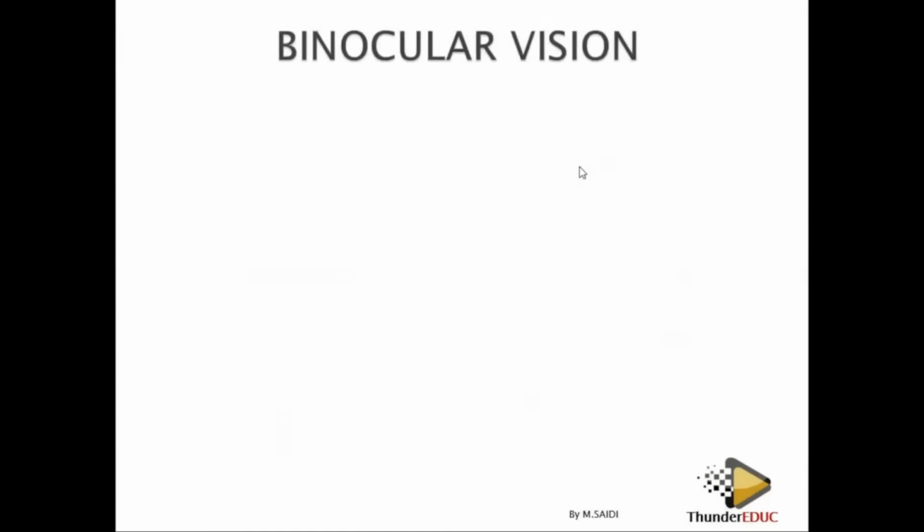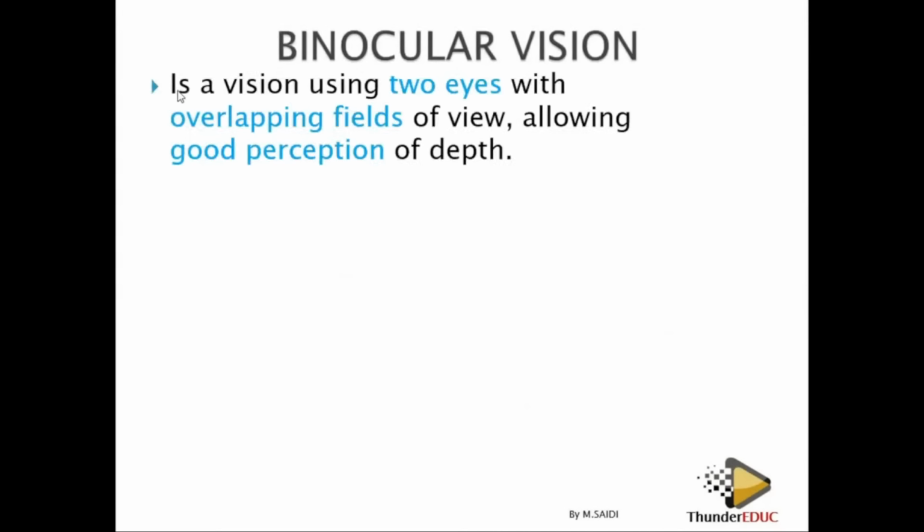Let's look at binocular vision. It is vision using two eyes with overlapping fields of view, allowing good perception of depth. It means that you can judge exactly at which distance and how big is the size of an organism using these eyes. So you have multiple images being formed, but the brain is supposed to interpret it as one organism or one individual being viewed.